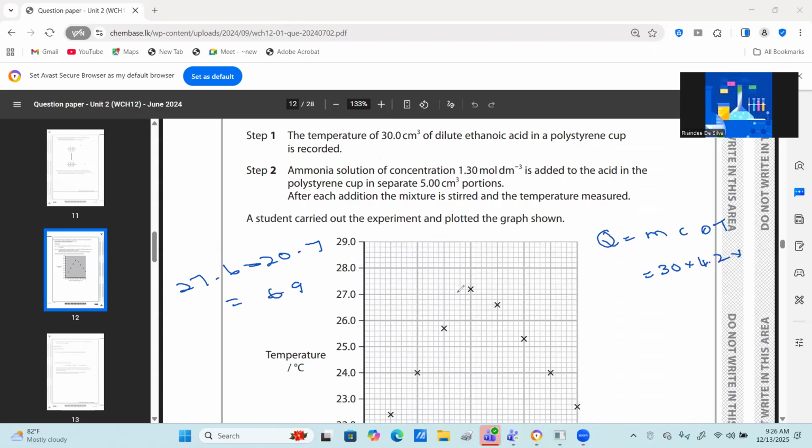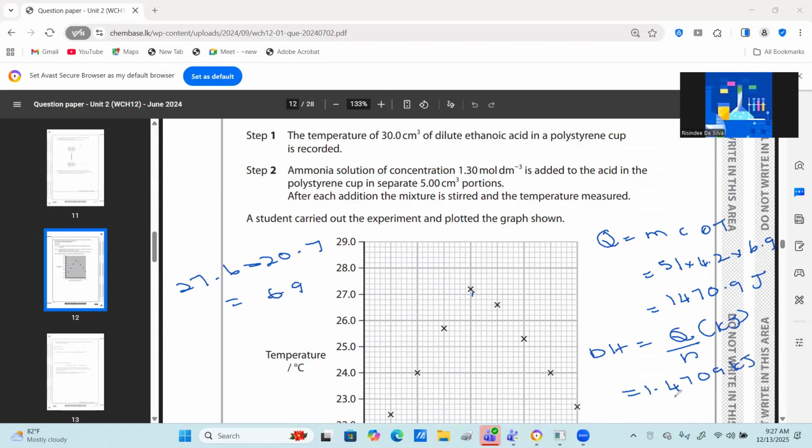And we are adding not only 30, we added 21 of ammonia also, right? 30 from ethanoic acid, and from the graph we found the volume of ammonia. So altogether the mass will be 51, and this is 6.9. So when you find the answer, you get 1470.9 joules. When finding the enthalpy, Q over n, and Q should be in kilojoules.